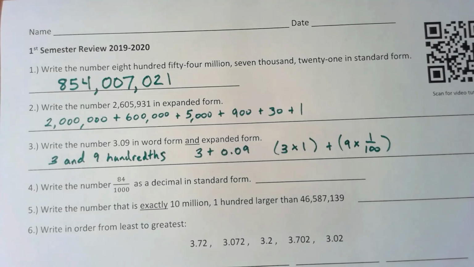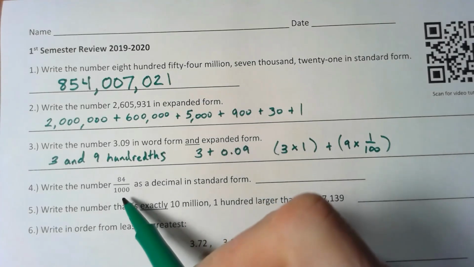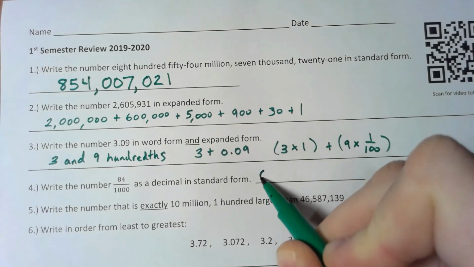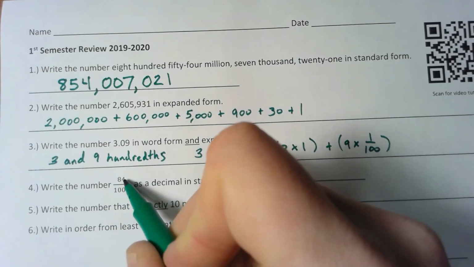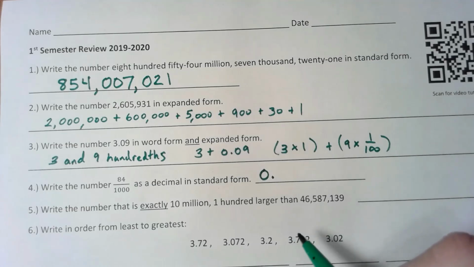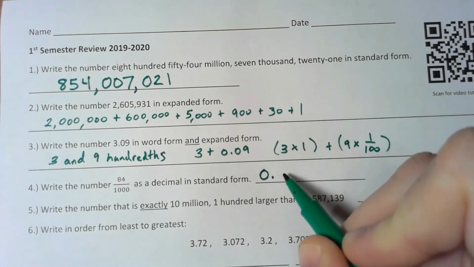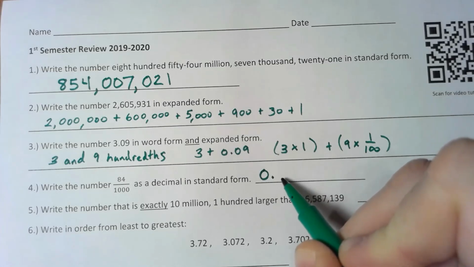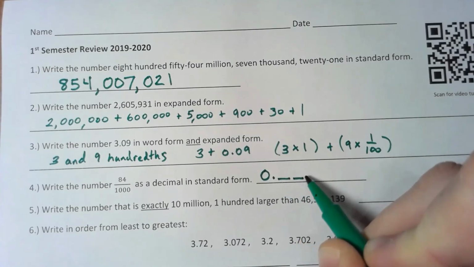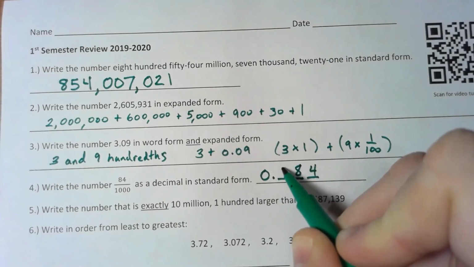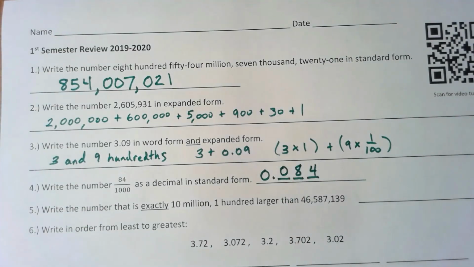Question 4 says write the number 84 over 1,000 as a decimal in standard form. So this has no wholes because this would have to be 1,000 in the numerator for this to be even one whole. So there are no wholes, and then there are 84 thousandths. That means 84 needs to end in the thousandths place. So we have the tenths place, the hundredths place, the thousandths place. We want the 84 to end in the thousandths place, and we need a placeholder right there. So there's our decimal, 0.084, which is 84 thousandths.